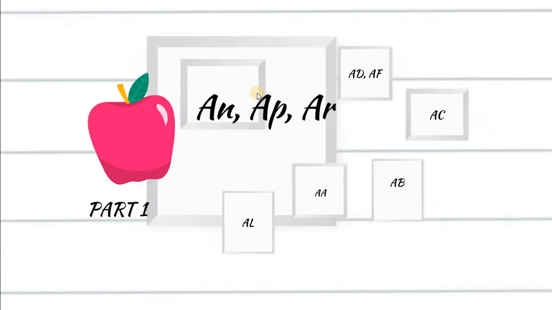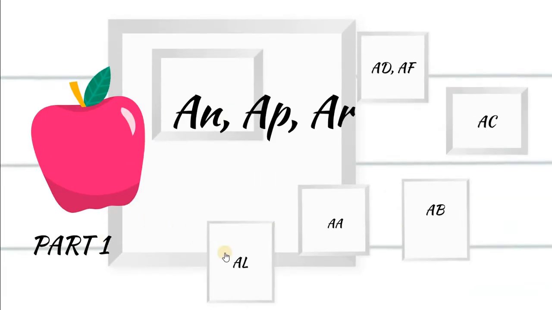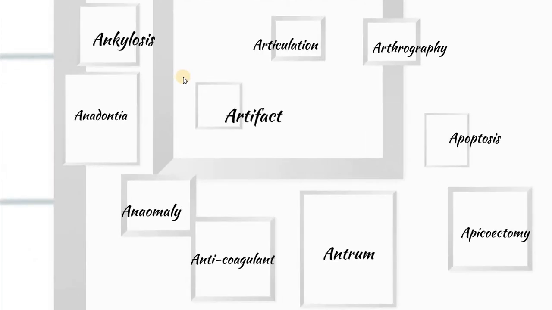We were in part 1 and in the letter A. We reached the letter AN. Today we are discussing, or I'm showing you, some terms containing AN, AP and AR. And every day it will be 10 terms to be more understandable and clear.